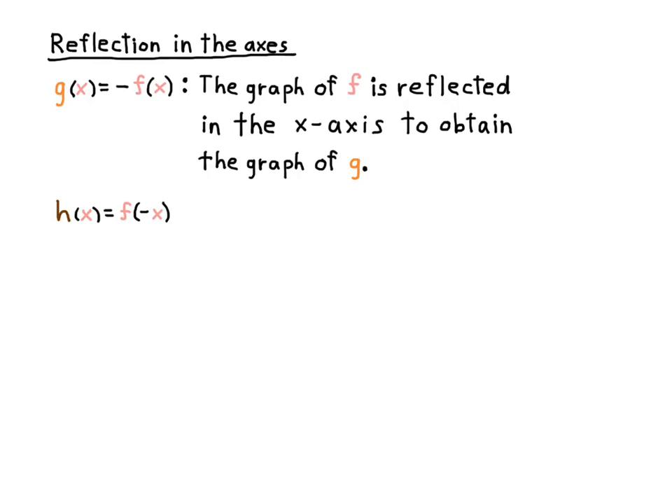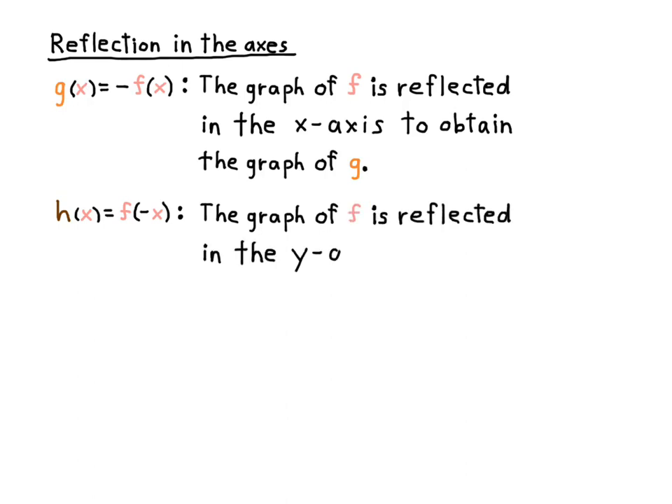Now, if you have another function h of x that you get from f of x by taking the opposite of x, instead of the opposite of y, the opposite of x for every point, that reflects the graph of f of x in the y-axis. So the graph of f is reflected in the y-axis to obtain the graph of h, of the relation h. These don't have to be functions, actually.